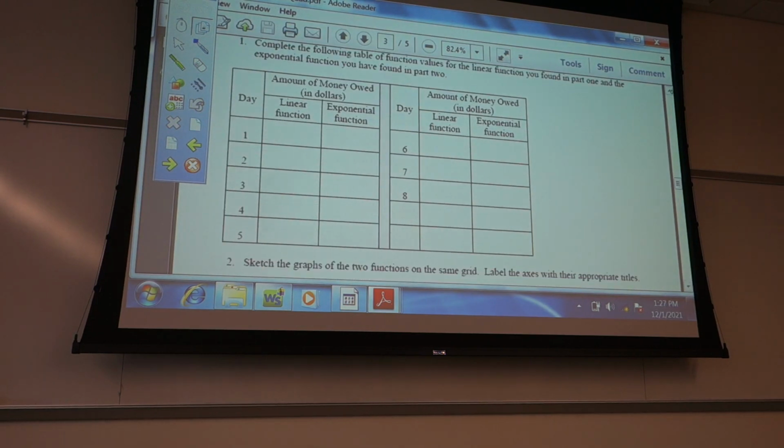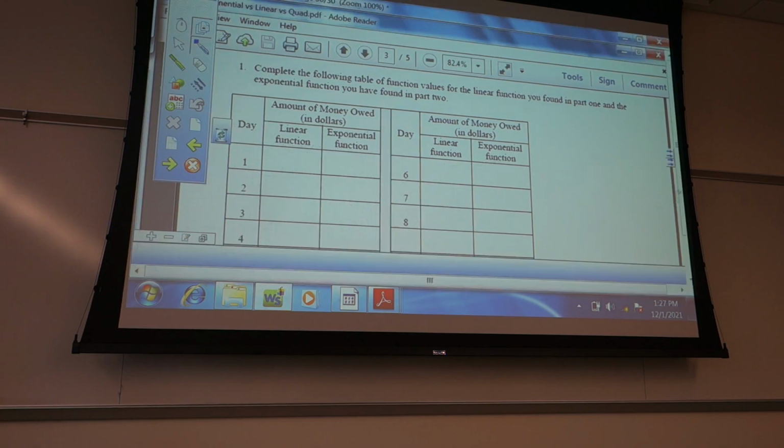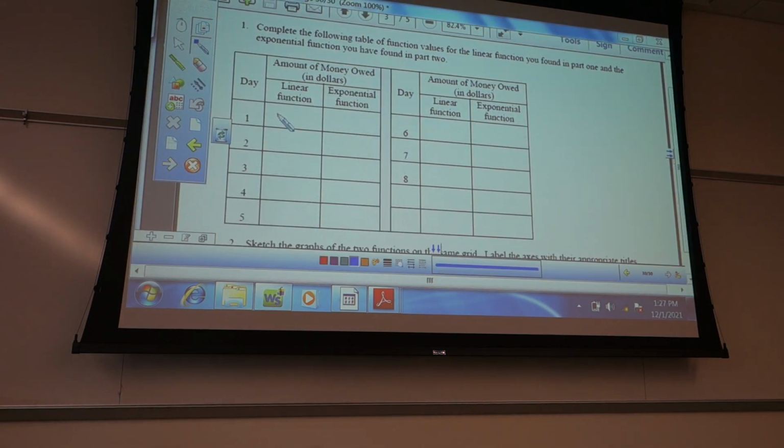So let's go ahead and compare the two numbers we found. For the linear, after 1 day it was $1.10, $1.20. So do all your linears for 8 days, and then do all of your exponentials for those same days. So these ones, you're just adding 10 cents each day on the blue group for the linear. And the red ones, the exponential, you're doubling them each day. So go ahead and do both of those.